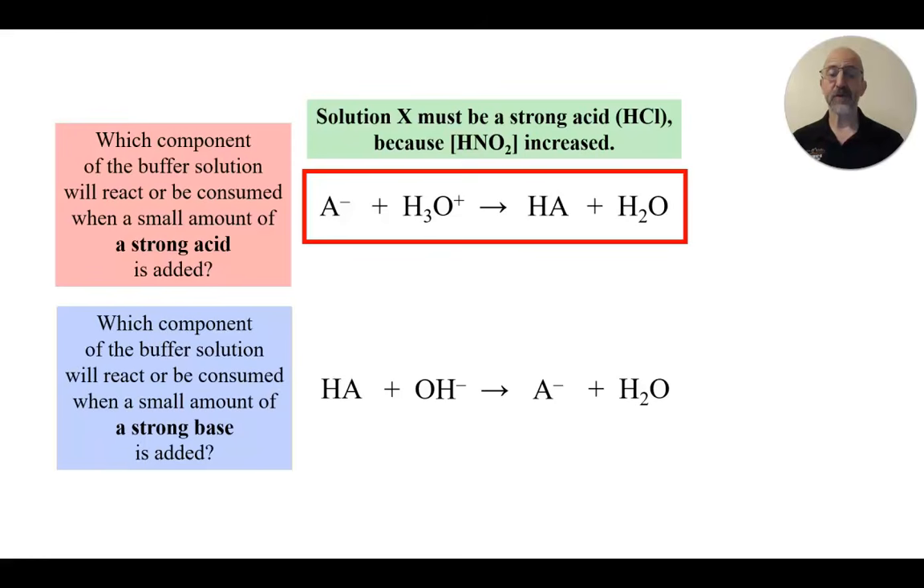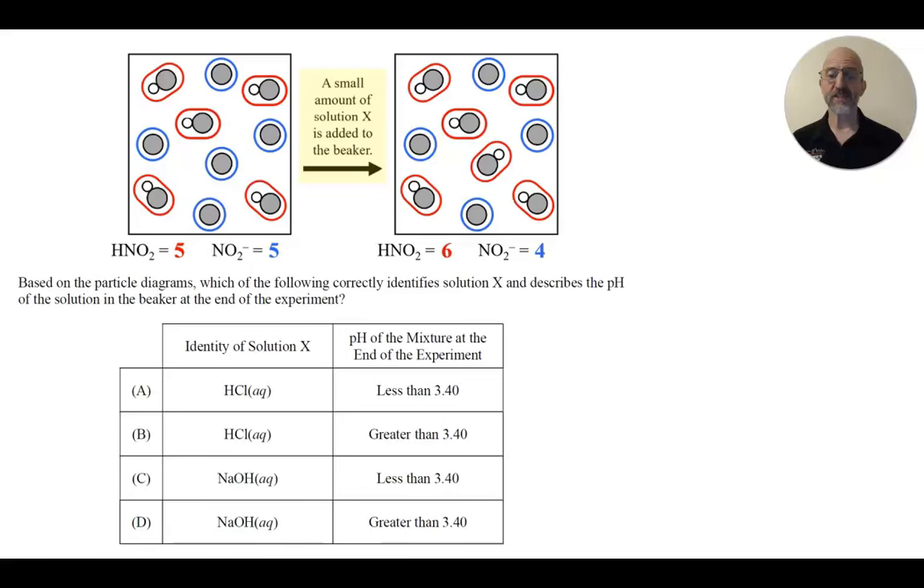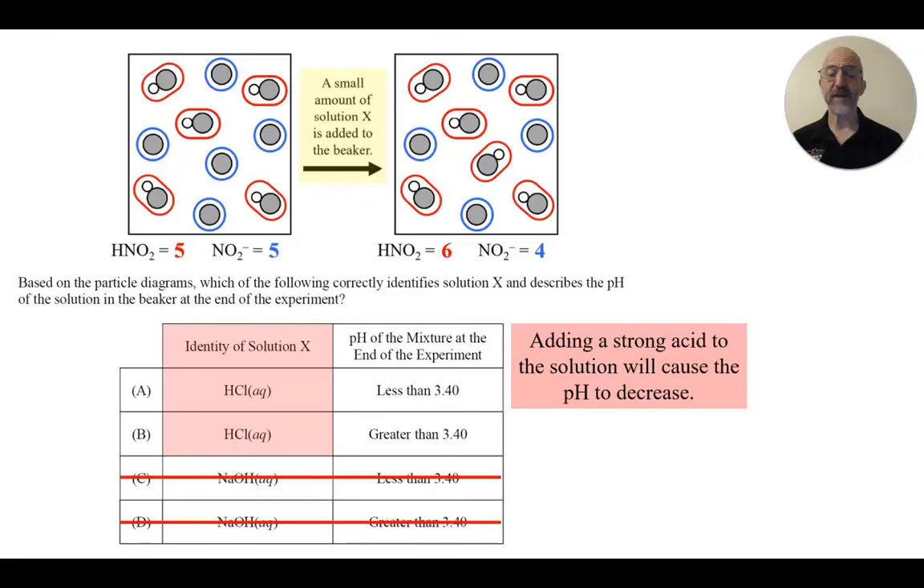Now let's consider the four choices in this question. So I can see that HCl, the strong acid, is the correct answer, so the choices are either A or B, but when you add a strong acid, we would expect the pH to decrease. So the pH of the mixture at the end of the experiment after adding a strong acid would not be greater than 3.40, it would be slightly less than 3.40. So the answer to this question is choice A.